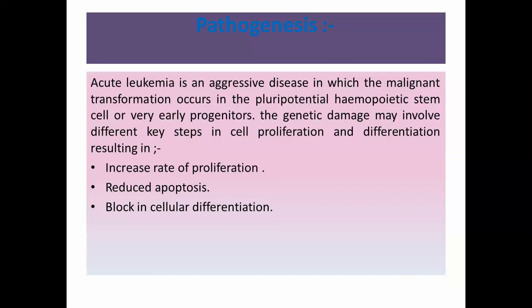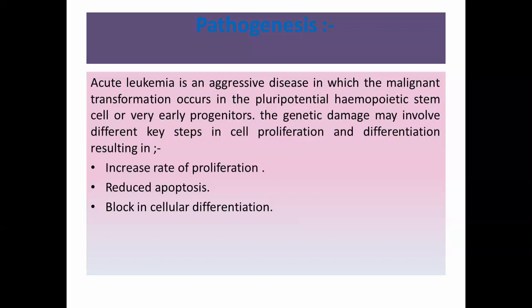Pathogenesis: how the leukemia develops. As we mentioned, leukemia is an aggressive disease in which malignant transformation occurs in the pluripotent hematopoietic stem cell or very early progenitor. Thus, the genetic damage may involve different key steps in cell proliferation and differentiation. It either results in an increased rate of proliferation or reduced apoptosis, which is a form of programmed cell death, when cell death is reduced.